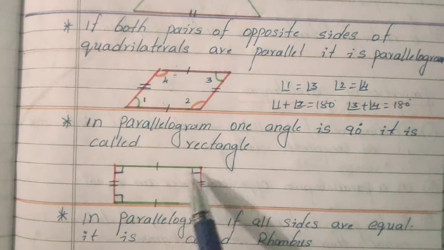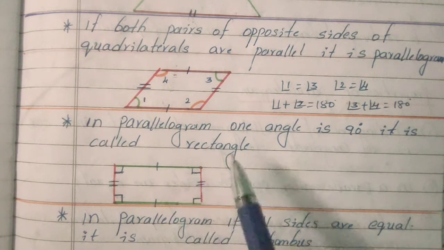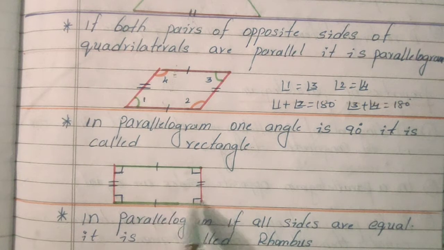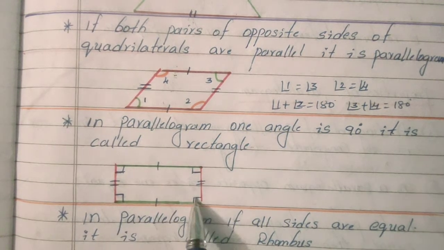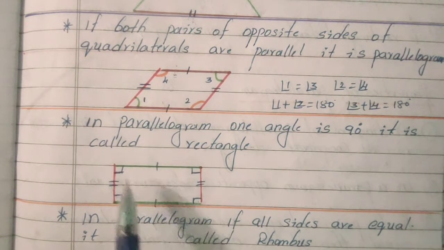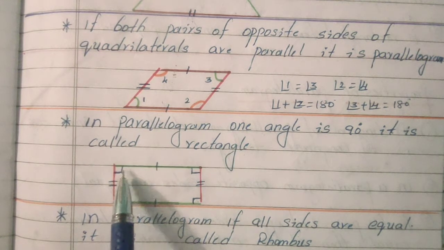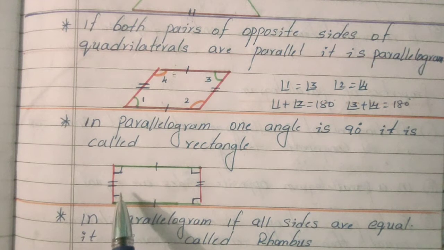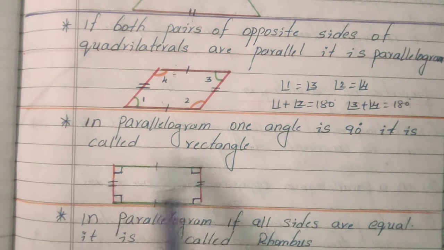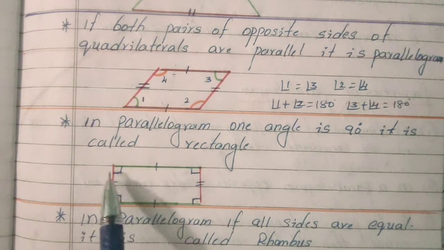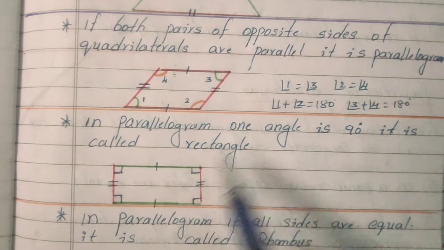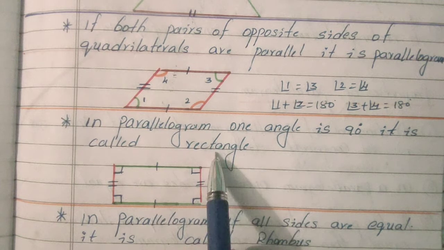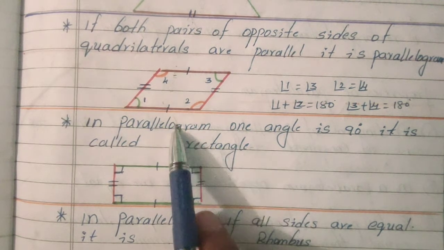So if this is 90, this is also 90. And I told you the adjacent angle sum is 180. So these two angles sum to 180. This is 90, so this is also 90. This is 90, so this opposite angle is also 90. So all angles will be 90. Only if one angle is 90 in the parallelogram, then the parallelogram will become a rectangle. So a rectangle is obtained from a parallelogram.